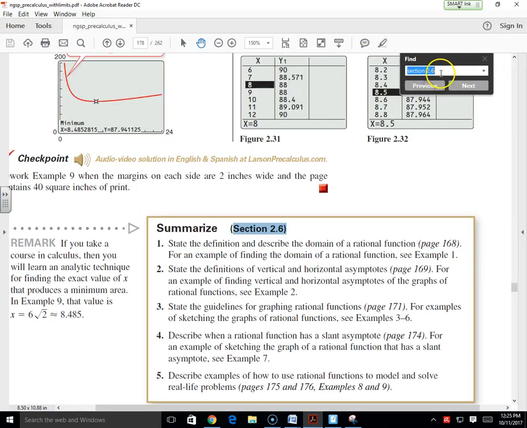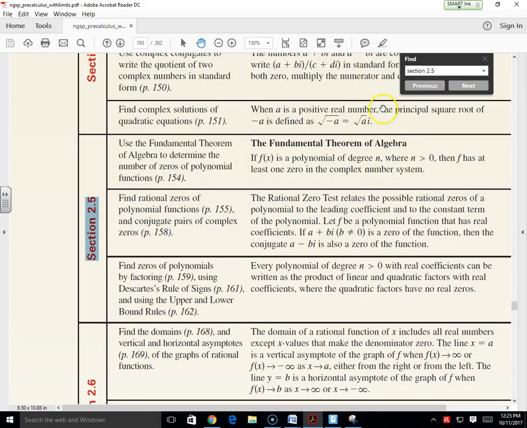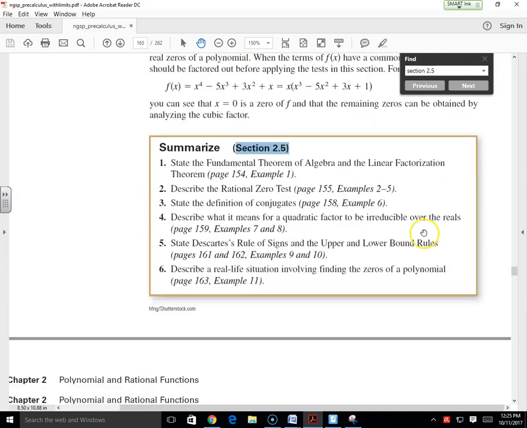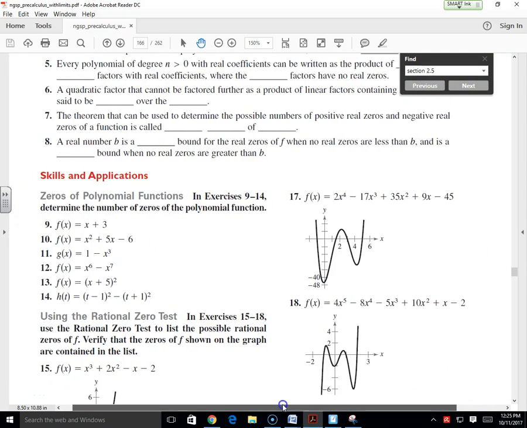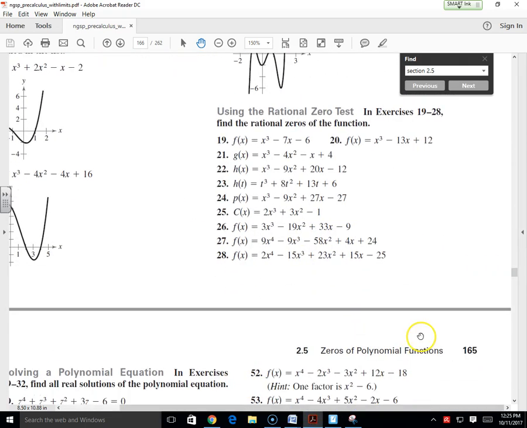Section 2.5. For those of you that didn't hear, Trevor had a question on one of the homework problems, and we're going to go ahead and peek at that, if I can find it. There we go. Number 20? Okay. Number 21 says find the rational zeros. That means basically figure out which ones work.